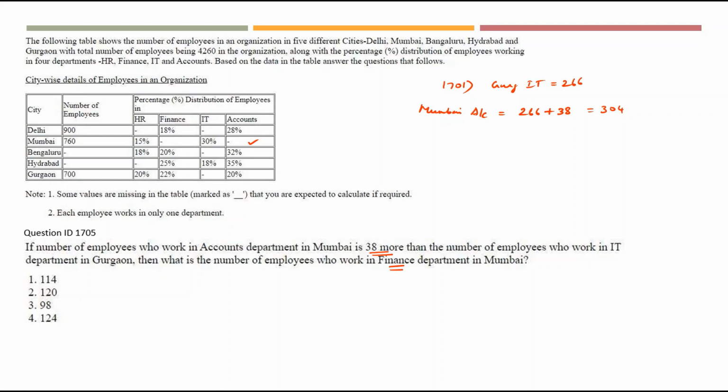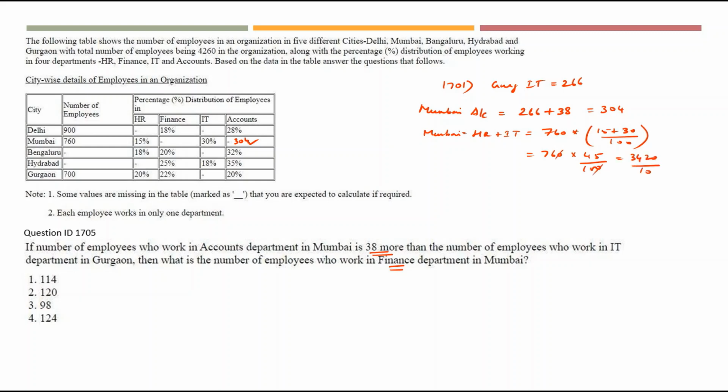Now the question is, what is the number of employees who work in finance department in Mumbai? We have found the count of accounts to be 304. Now we will find for HR and IT. So Mumbai's HR plus IT together will be 760 into HR is 15, IT is 30 divided by 100. So 760 into 45 by 100.